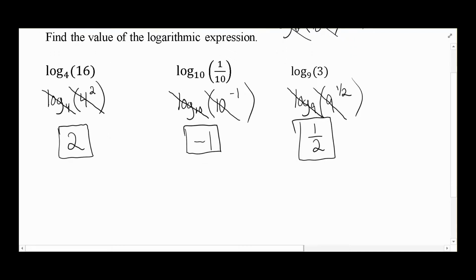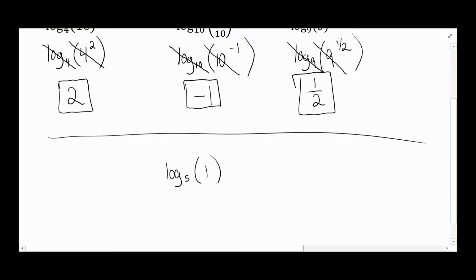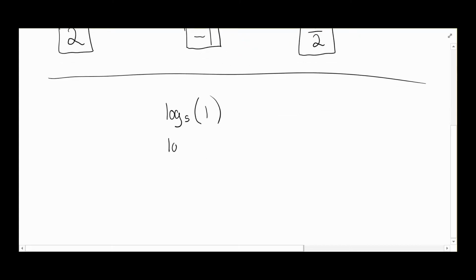Now there is one other tricky one that I didn't write down. Let's go ahead and talk about it, though we've kind of addressed this before. What if I had log base 5 of 1? Well, the goal here is to rewrite this as 5 to some power. And so I've got to say, 5 to what power equals 1? How can I rewrite 1 as 5 to a power?